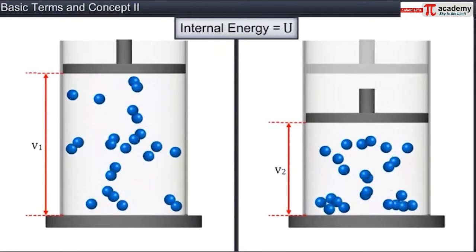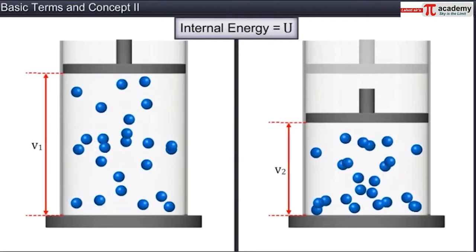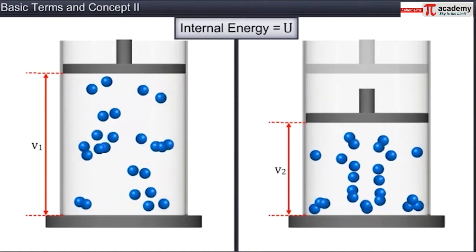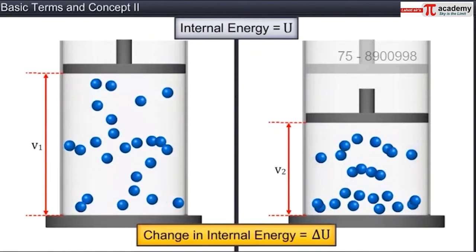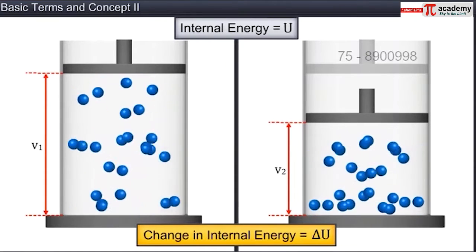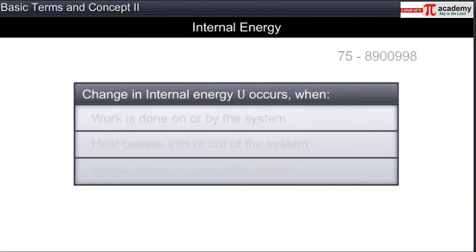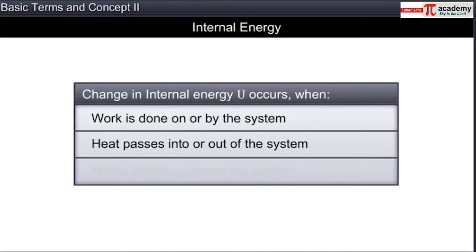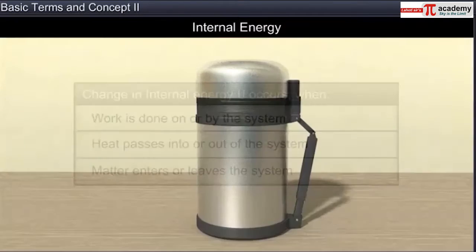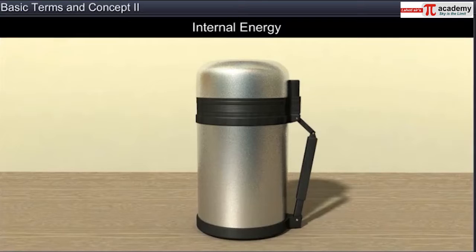The absolute value of internal energy cannot be found. However, change in it, represented by delta U, can be found. Internal energy U changes when work is done on or by the system, heat passes into or out of the system, or matter enters or leaves the system. Let us discuss the change in internal energy brought out by work done on the system.